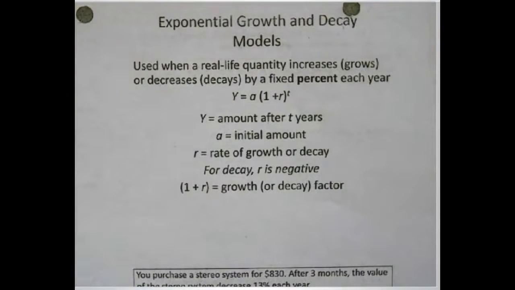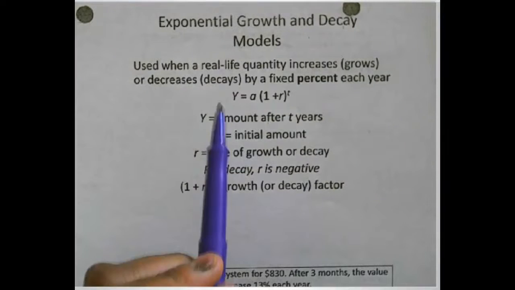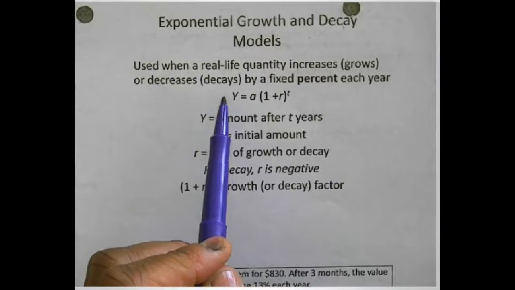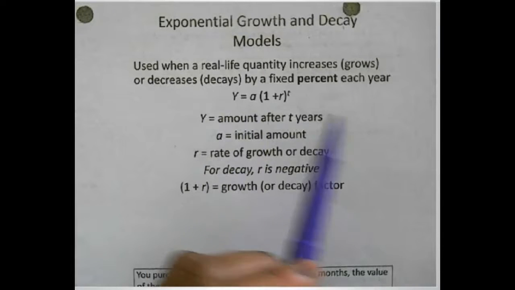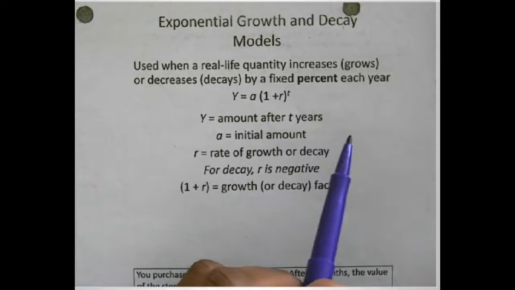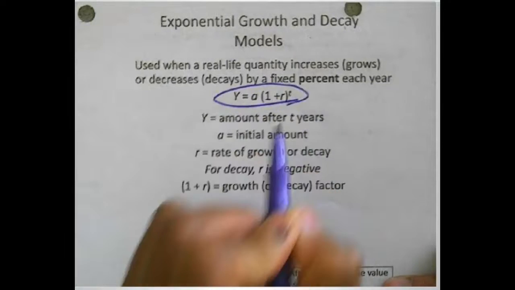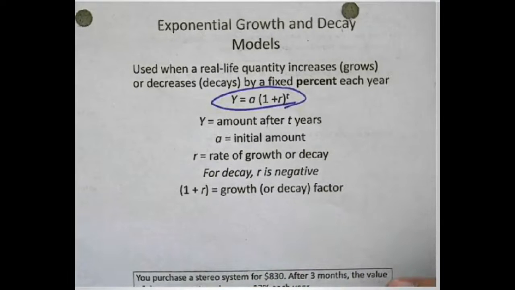Other stuff that we'll do in 7.2. But for now, let's talk about this. Exponential growth and decay are used when a real life quantity increases, grows, or decreases, decays, by a fixed percent each year, so over some period of time. We will be using this formula. I would love for you to focus on this and try really hard to memorize it.